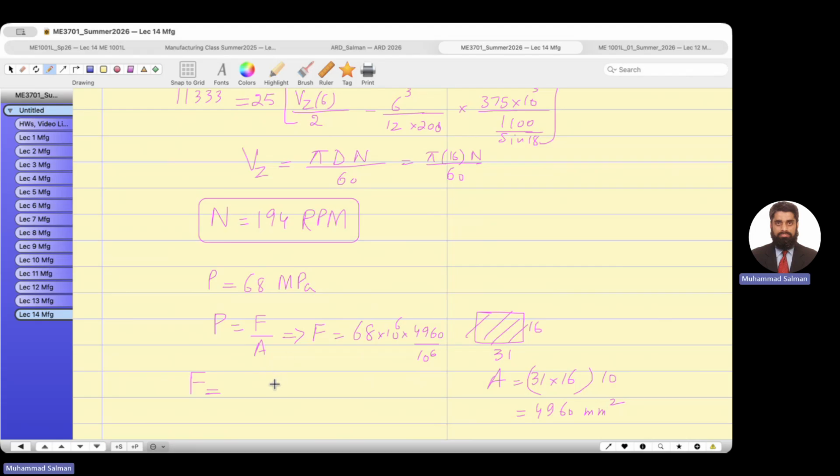This is the clamp force when you are injecting the plastic into the die, which is like this is the die, and the gate and the runner, and this is the screw portion, and the barrel portion. I'm just showing you the rough sketch. And now the clamp force equals injection pressure times area, and that gives you the answer, 337,280 newtons.